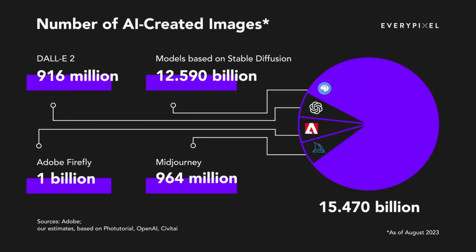According to Every Pixel Journal, AI has already created as many images as photographers have taken in the last 150 years. In this video, I'll show you how to use the free Canva AI image generator to create awesome images for your personal or business use. You can use these images in Canva itself, or in any other tools for your editing purposes. So what is the Canva AI image generator?